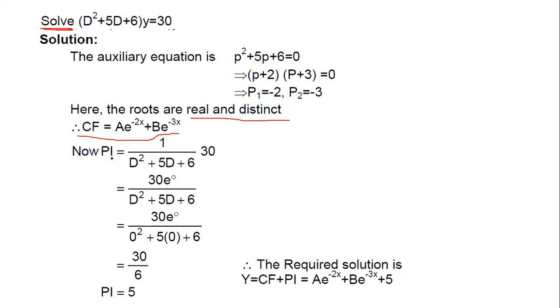Next we have to find the particular integral. For the particular integral, we have to write 1 by D square plus 5D plus 6 in the denominator, and then this 30 on the right hand side is the numerator. So here this can be written as e power 0 into x. That means you have to substitute D equal to 0, only the constant is there in the denominator, D square will be gone, D will be gone, then only 6 will be there. So 30 by 6 is 5. That is the particular integral.